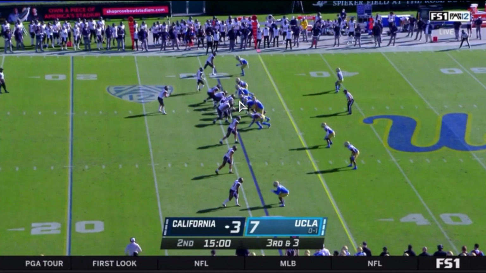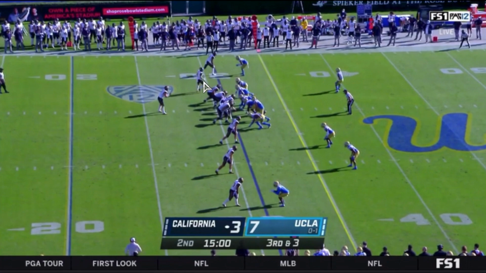As we saw in the last play, against this 6-man first level right here, Cal's just going to slide the offensive line to the right. That's going to let them pick out the first 5 defenders that we're seeing right here, leaving this edge defender as a 6th guy unblocked, and that's going to be the quarterback's man.